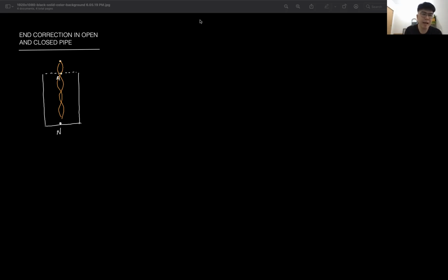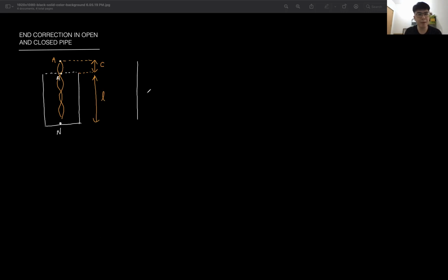So if you measure the actual position of the antinode, which is outside here, from the mouth of the tube, we call this end correction. It is a length, measured in meters. So this is the end correction, and here is the length of the pipe. A closed pipe has one end correction because only one end is open.